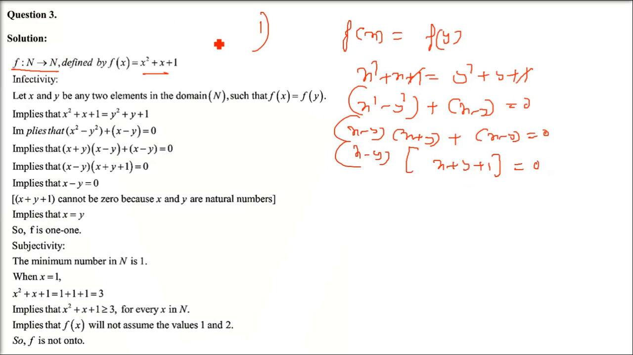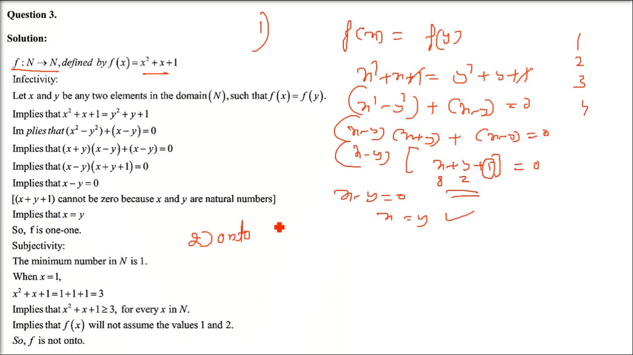Now you see here, this is natural number. A natural number always starts with 1. So if you put any number x, y, any number, it is non-negative. It will always be positive. It can never be zero, because 1 is already there. At least 3 should come. So x minus y has to be 0. So x is equal to y and this is what we wanted. This is 1 to 1.